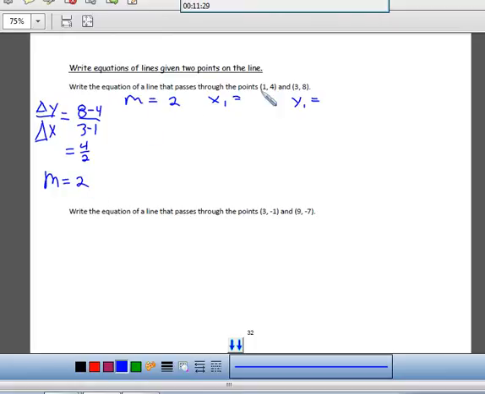Now, it doesn't matter which point you use. I'm going to use the first one. So my x1 value is 1. My y1 value is 4. My equation, y minus y1, so y minus 4, equals m, which is 2, times x minus x1. Ta-da! Okay.